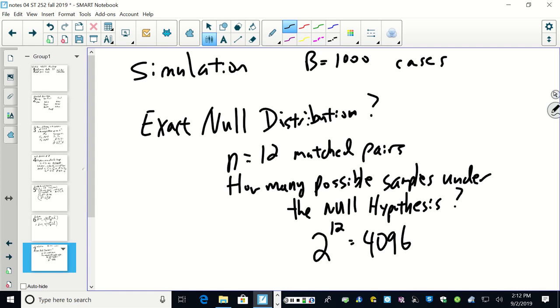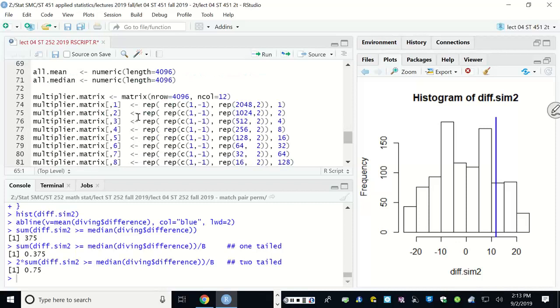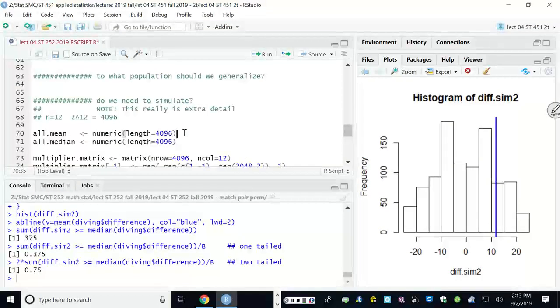So for each, there's actually 4,096 possible samples. So we could enumerate all of them and look at all the possible samples. And we're probably fine, and the answer's not going to change substantially, right? Whether we get a p-value of 0.35 or 0.36 or 0.40, it's still pretty big. But we can enumerate all 4,096 in this case, and I just couldn't resist. We can actually do that. This is kind of coding that's beyond what we do. I did it for my own interest.